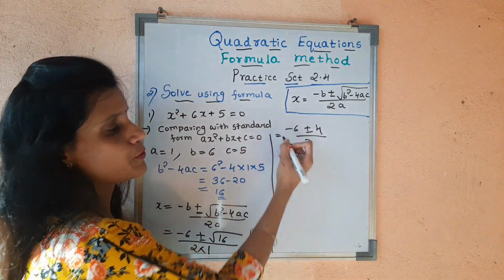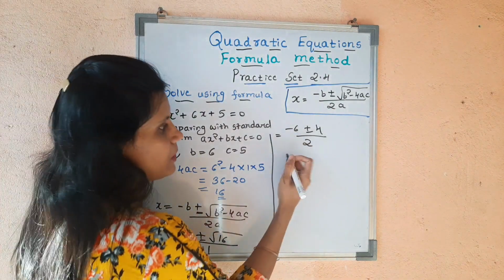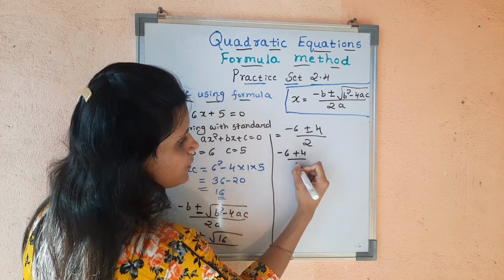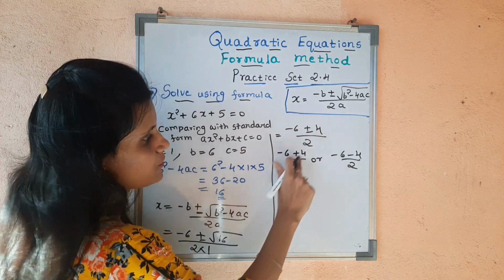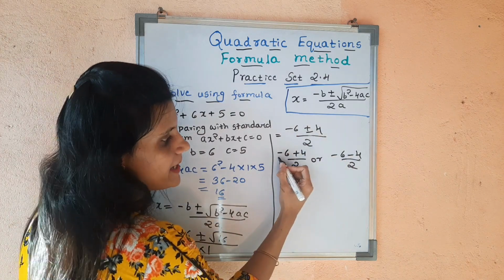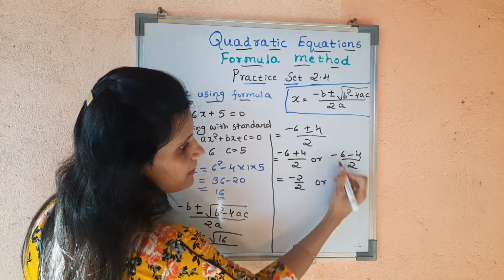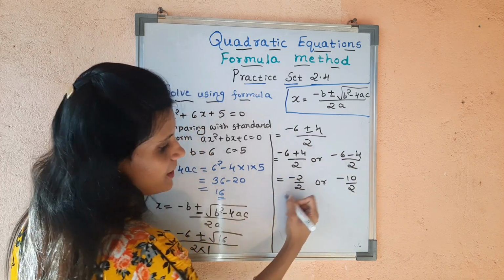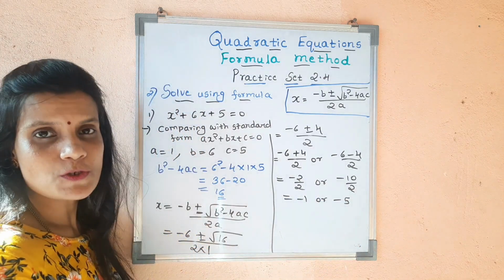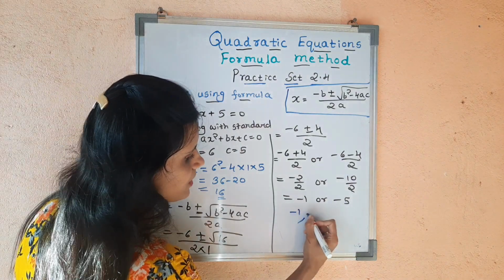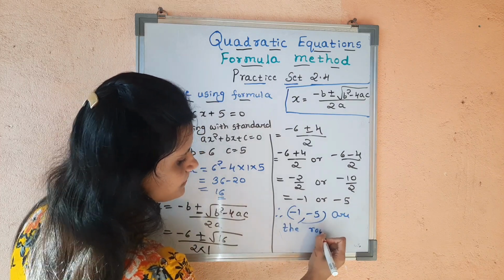I already told you, in a quadratic equation we always get two solutions or two roots. So it will become minus 6 plus 4 upon 2 or minus 6 minus 4 upon 2. Plus or minus is there, so I took both plus and minus. Minus 6 plus 4 will become minus 2 upon 2, or it will become minus 10 upon 2. Minus 2 upon 2 will be minus 1, or minus 5. Therefore, the roots or solutions of the equation are minus 1 and minus 5.